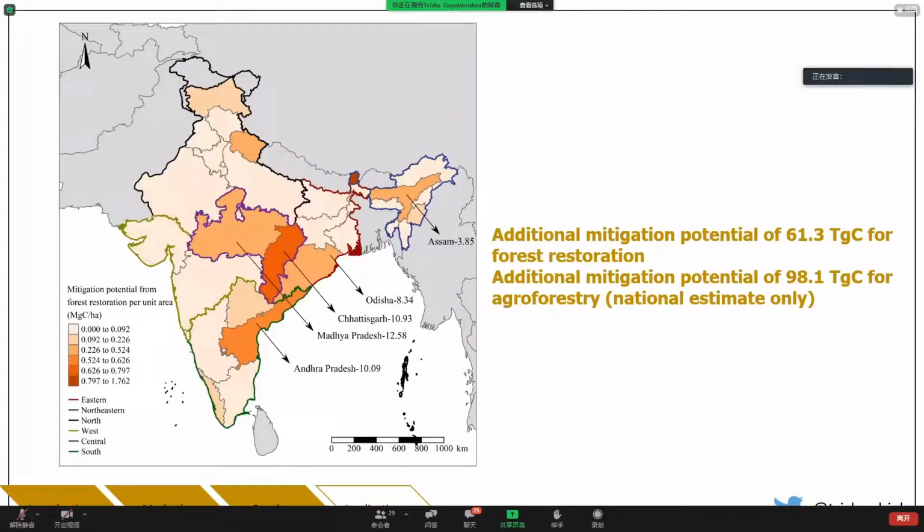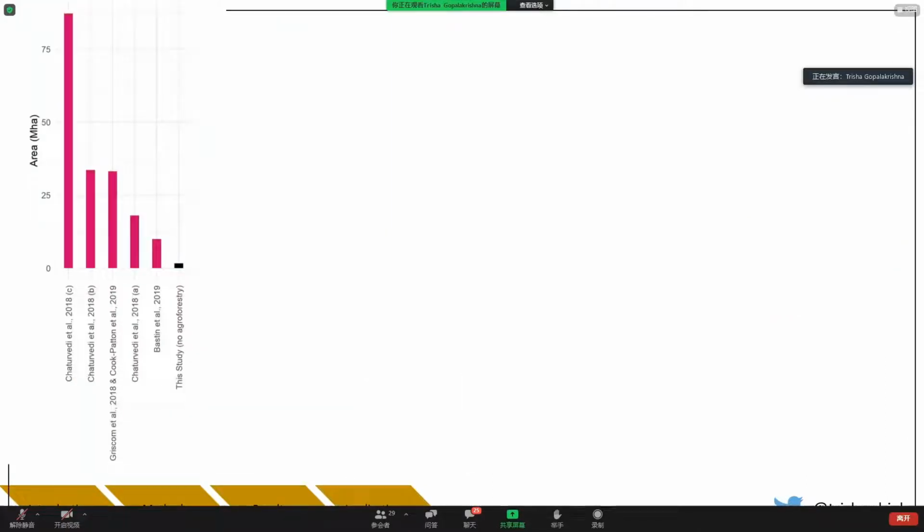We then used the information of carbon pools, except for soil organic carbon, to calculate the cumulative carbon stocks that could naturally regenerate in the 1.58 million hectares. And we estimated that the additional mitigation potential for forest restoration is 61.3 teragrams of carbon. And for agroforestry, it's 98.1 teragrams of carbon, which again is a national estimate. The top five states with the highest mitigation potential for forest restoration are indicated by arrows on the map on the slide. So what does all of this mean?